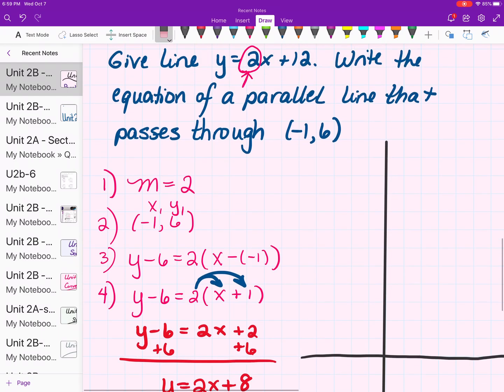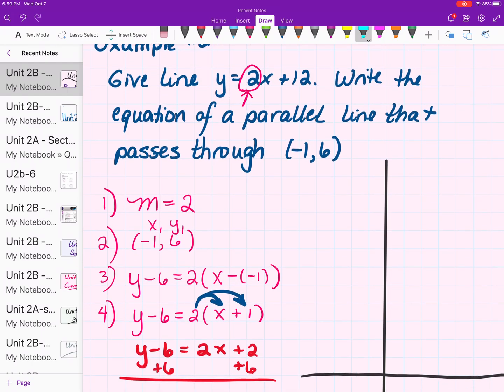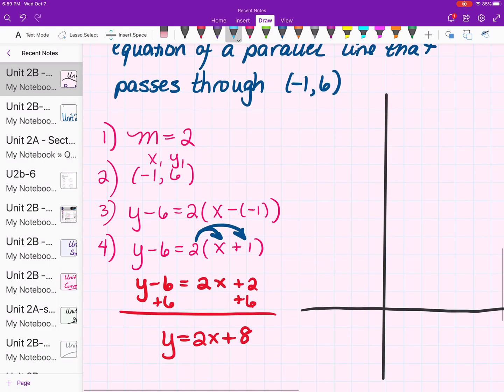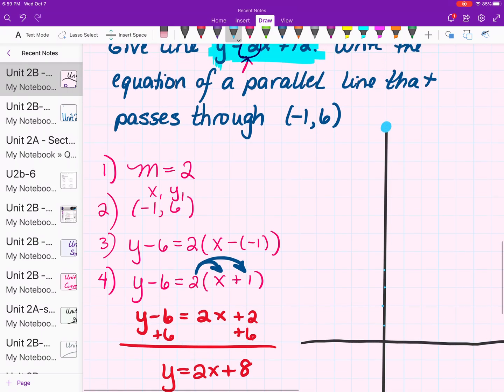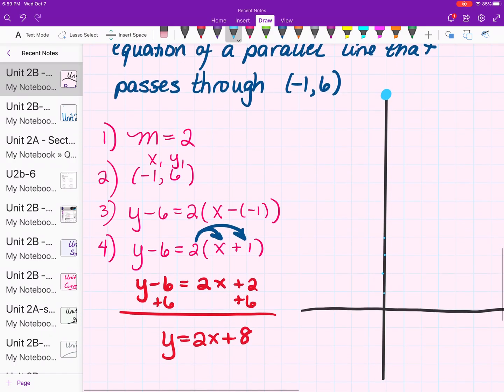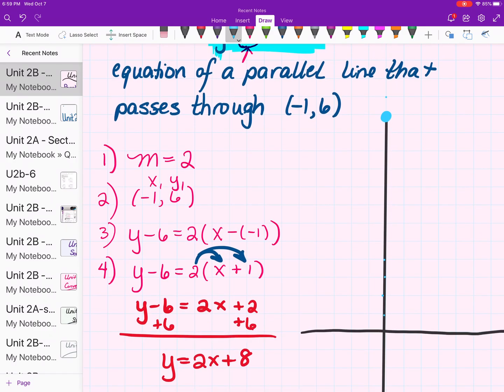Okay, so let's graph that first one. Let's graph the given line, y equals 2x plus 12. So let's graph that one in blue. Okay, so I'm going to go up to 12. I hope I have 12 on here. 1, 2, 3, 5, 6, 7, 8, 9, 10, 11, 12. Oh, perfect. And then my slope is up 2 and over 1. Well, I can't go up 2 and over 1. I'm going to run out of room. So I could go down 2 and to the left 1. That's still a positive slope because it's a negative over a negative. And I'm going to try to connect it and see if I can do that.